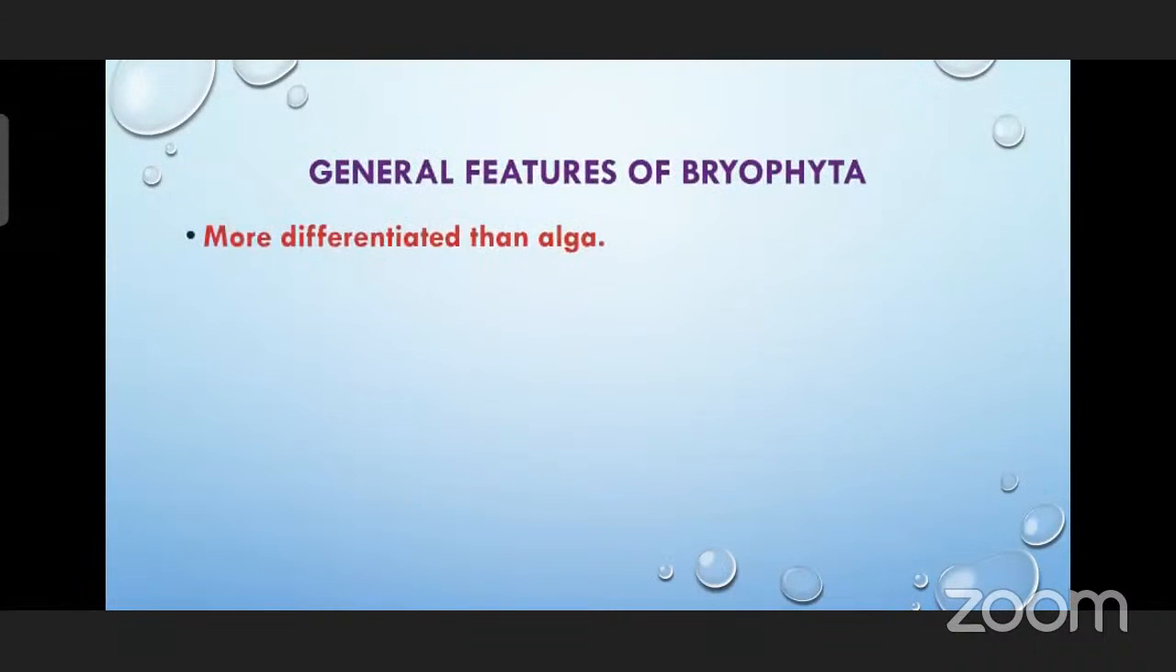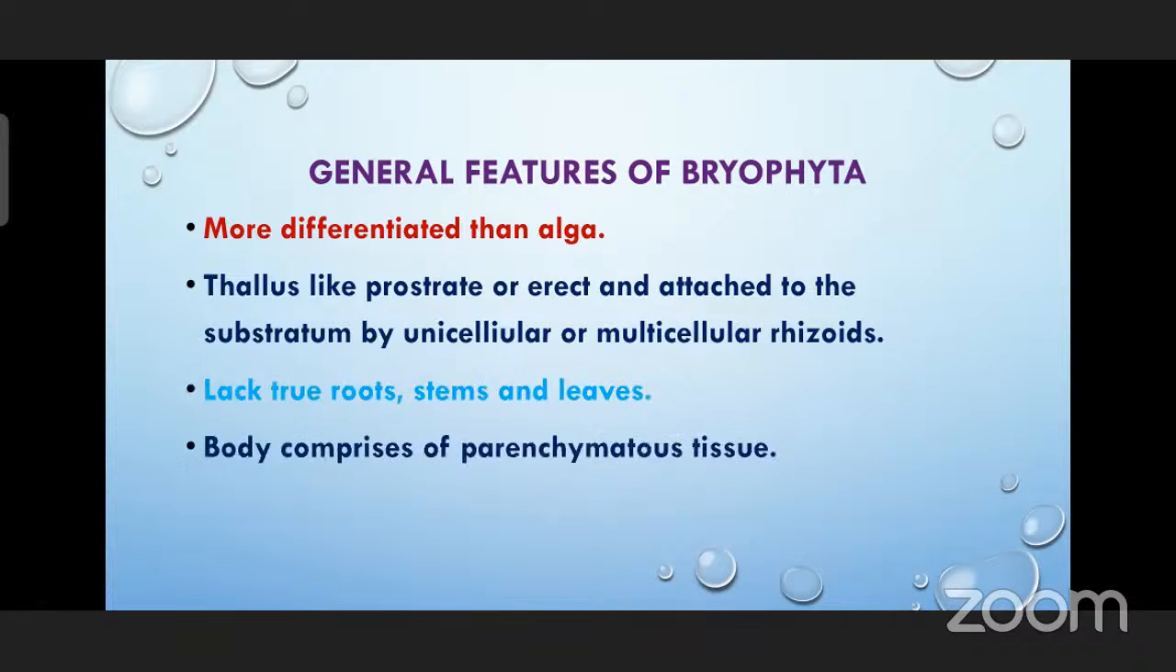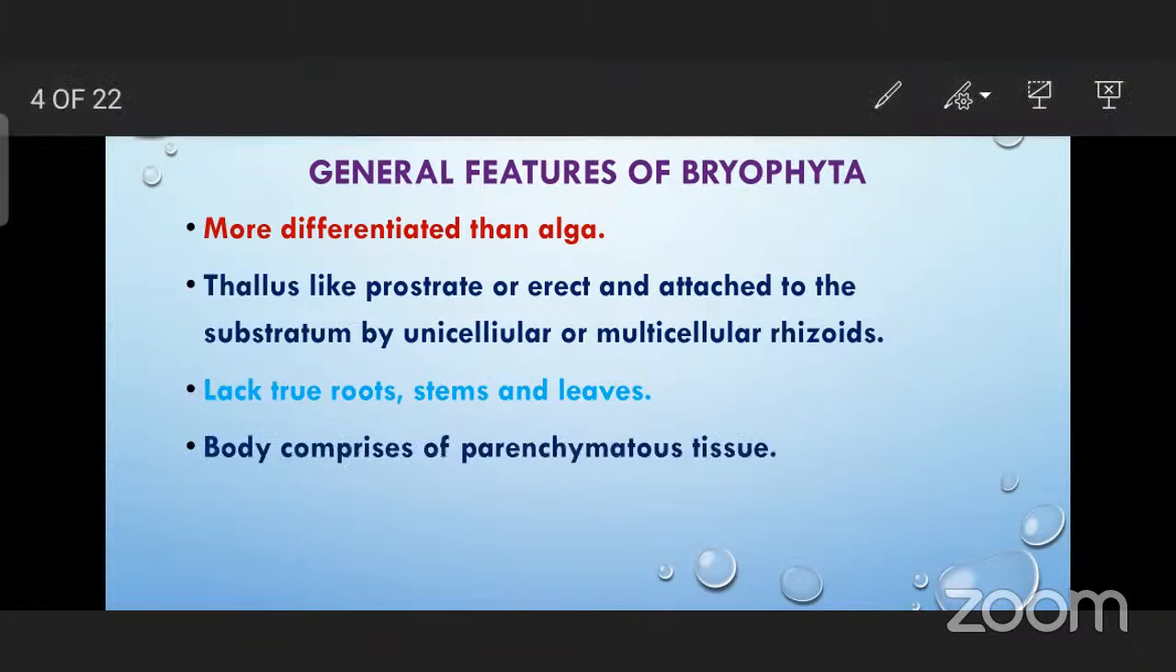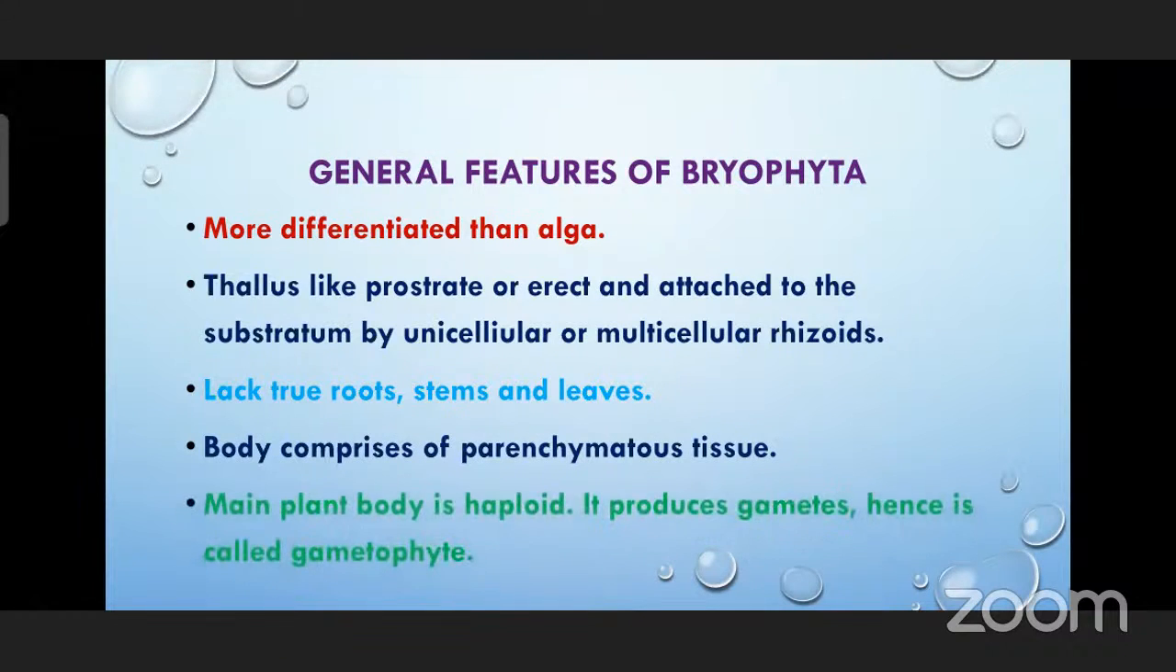The general features of Bryophyta. More differentiated than algae, thallus-like, prostrate or erect, and attached to the substratum by unicellular or multicellular rhizoids. Remember this, unicellular or multicellular rhizoids. That means true roots are lacking here, and stems and leaves are also lacking. Body comprises parenchymatous tissue. No complex tissue and no mechanical tissue like collenchyma and sclerenchyma. It has only parenchymatous tissue.